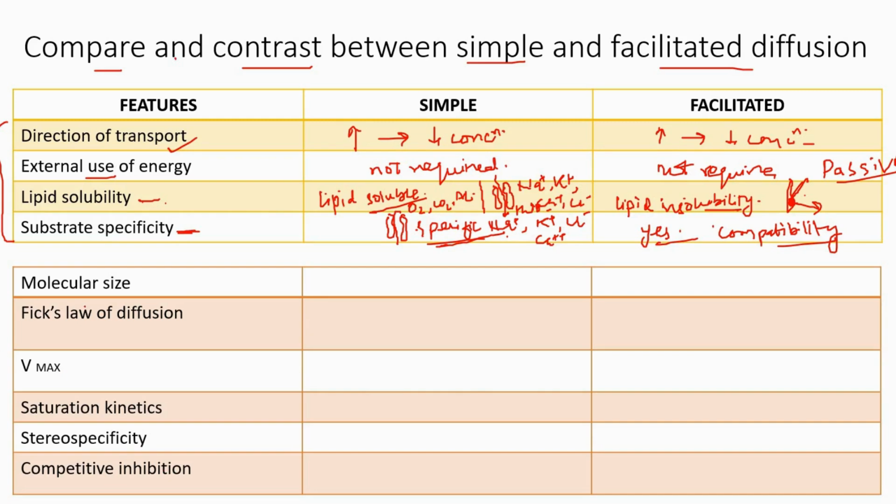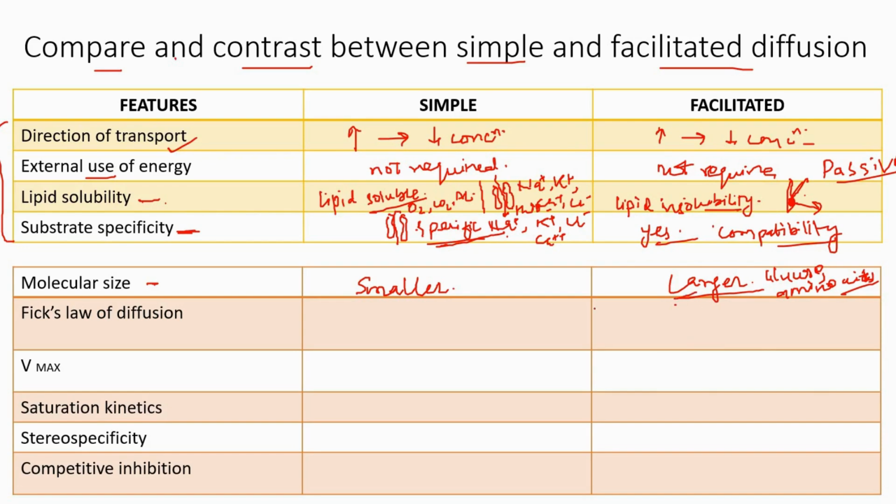Now the contrasting features. The molecular size. The molecules which are transported through simple diffusion are small molecules, smaller as compared to facilitated diffusion, where comparatively large molecules are transported. Larger molecules like glucose and amino acids are transported through facilitated diffusion.